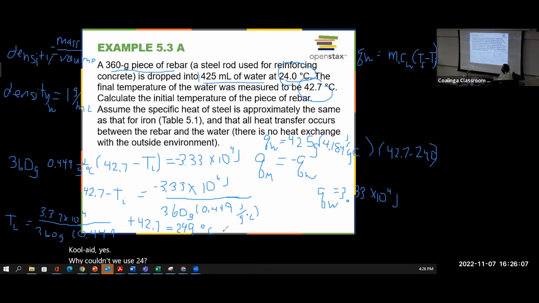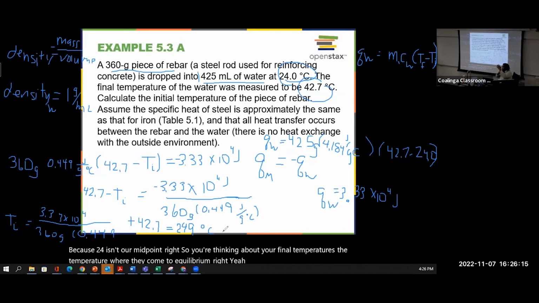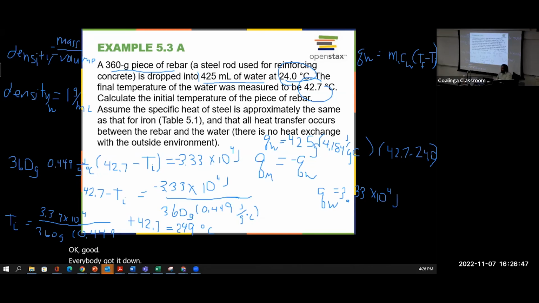Because 24 is our midpoint, right? So you're thinking about your final temperature, the temperature where they reached equilibrium. So the metal is dropping down to 42, and the water is rising up to 42. Yeah, that's right. So we calculate the metal. Okay, how's everyone else? You guys doing okay? Okay, good. Everybody got it down?